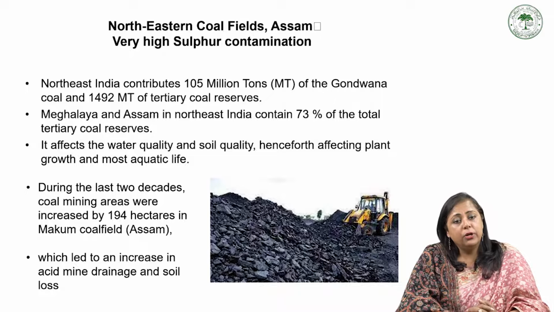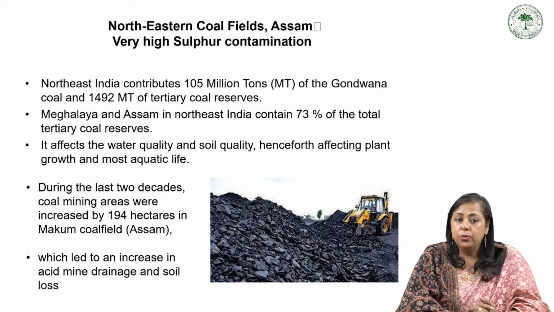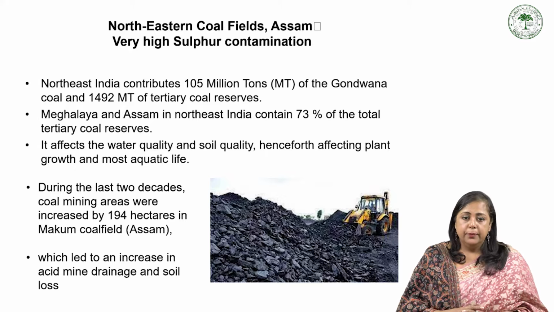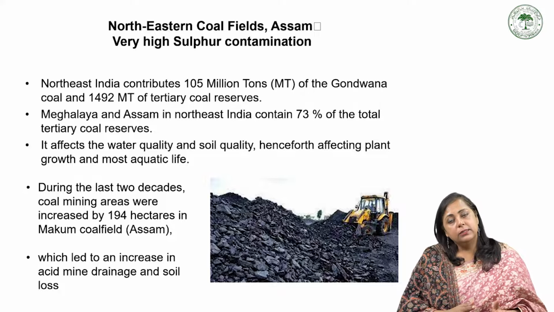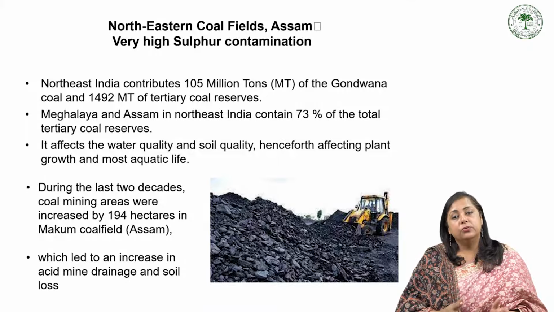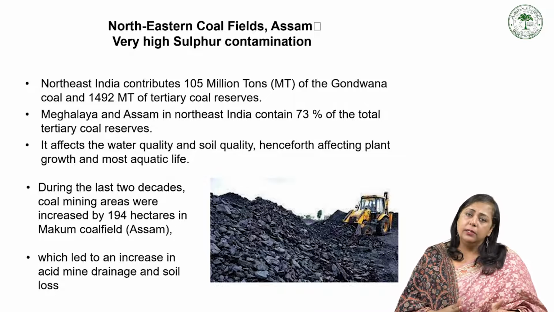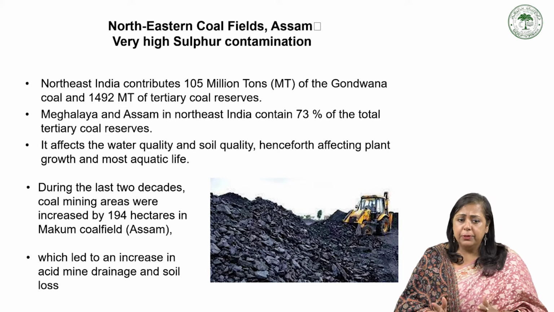Northeast India contributes 105 million tons of Gondwana coal and 1492 metric tons of tertiary coal reserves. Meghalaya and Assam in northeast India contain 73% of the total territory coal reserve. It affects the water quality and soil quality, henceforth affecting plant growth and most aquatic life. When the land is polluted and the water is polluted, definitely it is going to disturb the plant life as well as the animals living in the water. So terrestrial plants as well as aquatic animals are both affected by this kind of pollution.